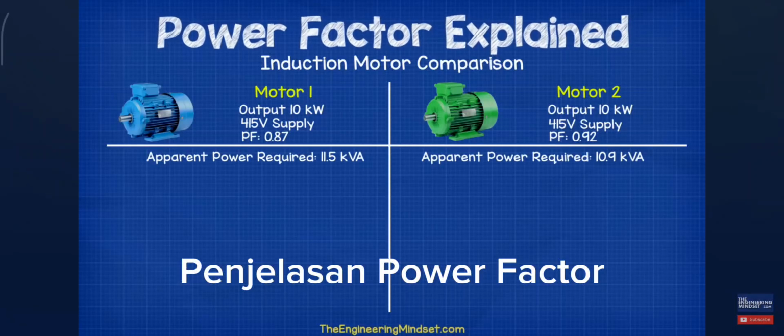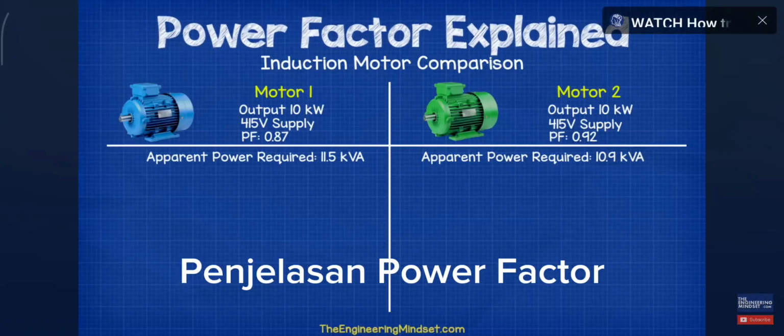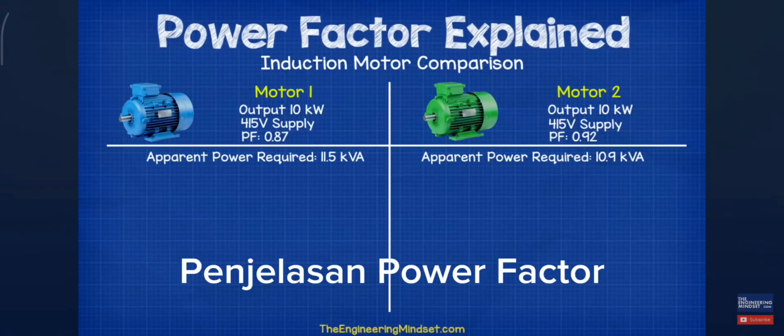The first motor will need to draw 11.5 kVA from the electricity grid to provide the 10 kilowatts of power. The second motor will need to draw just 10.9 kVA from the electricity grid to provide the same 10 kilowatts of power.